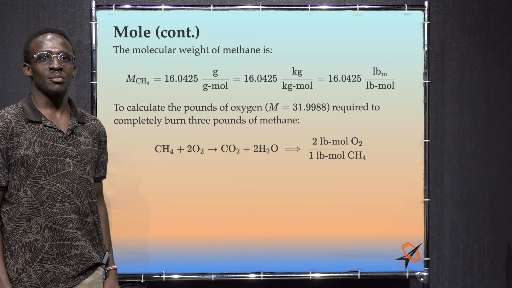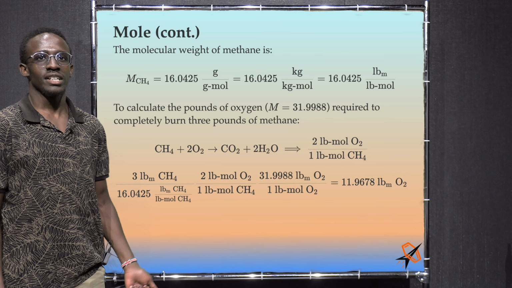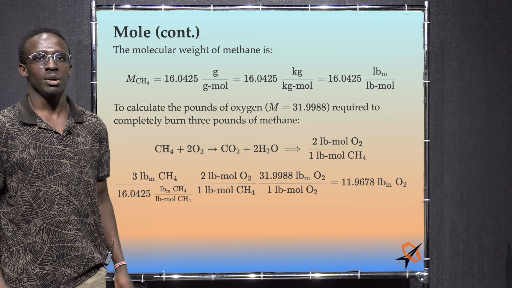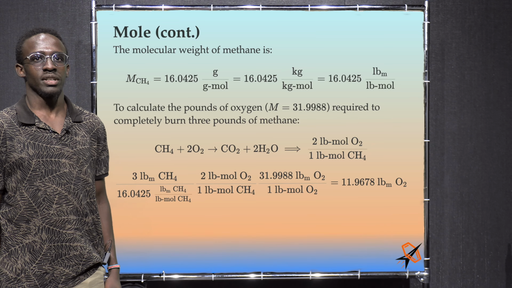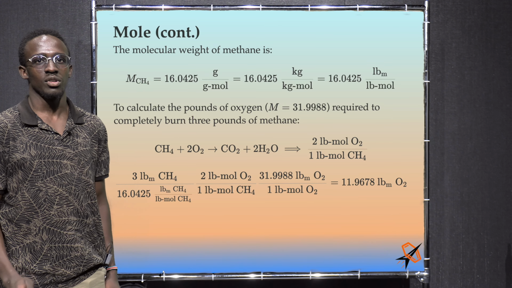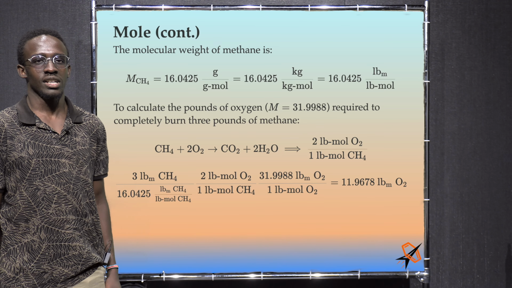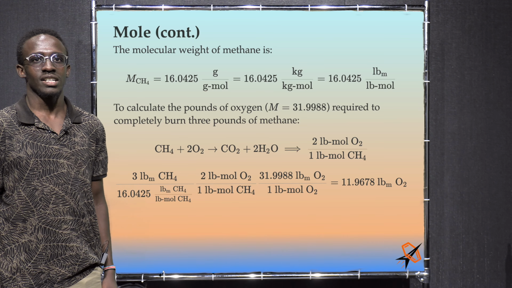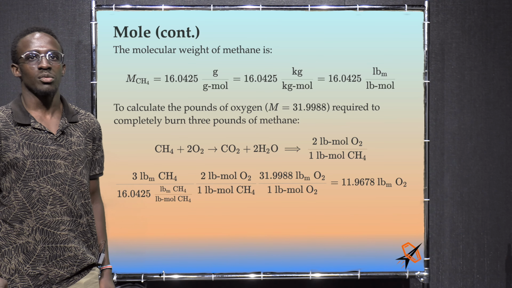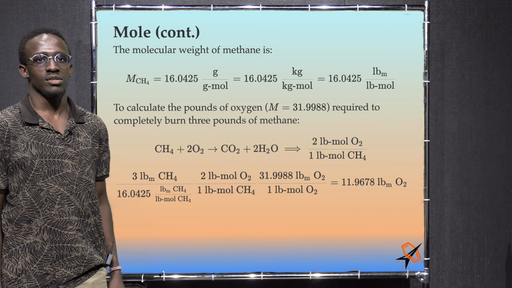So now, to calculate the amount of oxygen, we need to take our 3 pound mass of methane, divide by the molecular weight in pound mass per pound mole, and then multiply that by the ratio of the stoichiometric coefficients to get pound moles of oxygen per pound mole of methane, and then multiply that by the molecular weight of diatomic oxygen, 31.9988 pound mass of oxygen per pound mole of oxygen, and you get 11.9678 pound mass of oxygen.